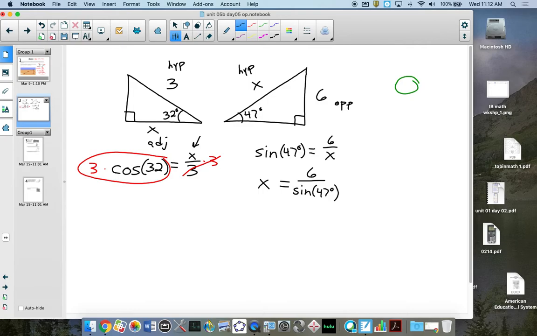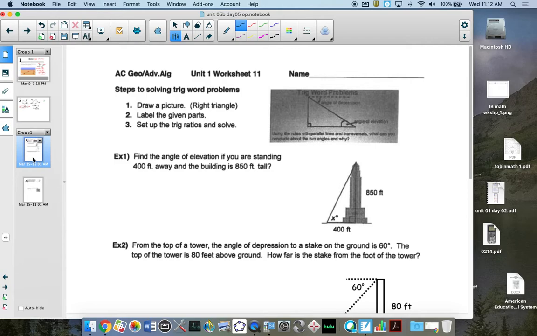Okay, so now I have a worksheet in there. It's called Worksheet 7. This one says 11. It's supposed to be Worksheet 7. Might as well cross this out. Worksheet 7. And you'll see there's several problems in there, and they give you a hint. It says draw a picture, label the parts, set up the trig equation, and solve.